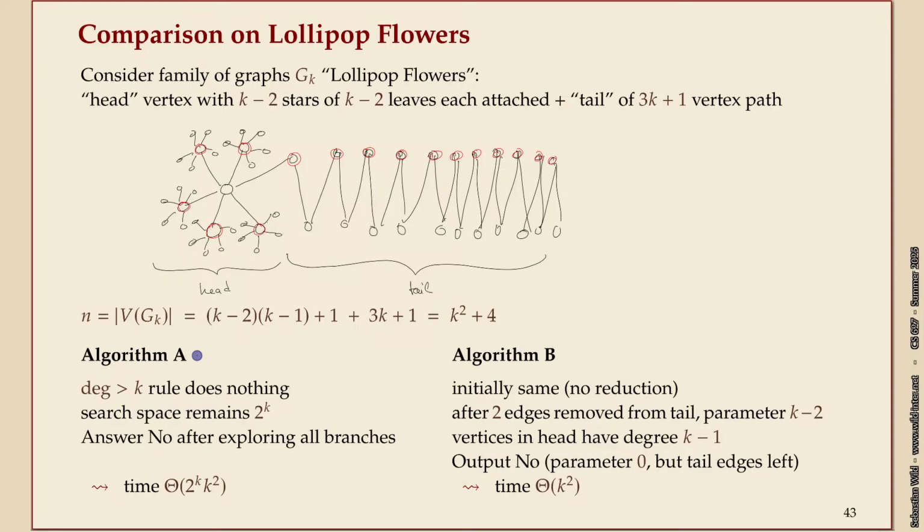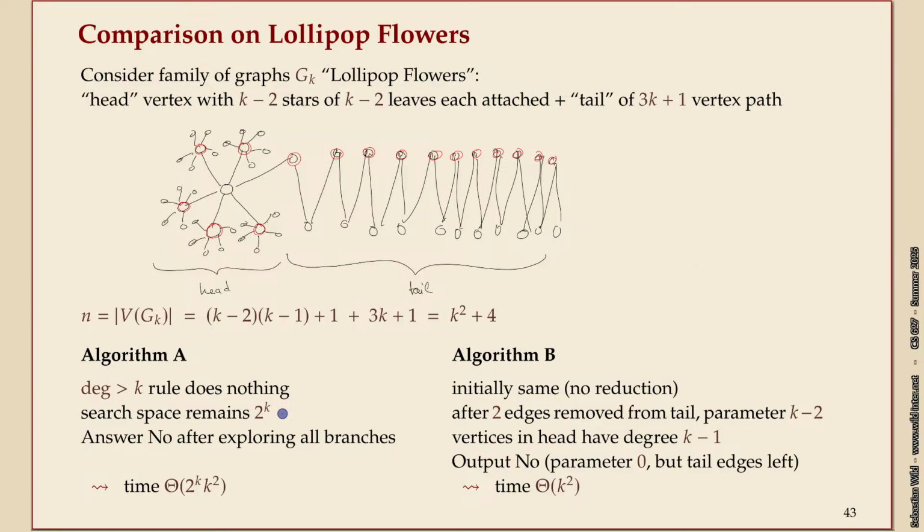If you look at algorithm A, it first applies this reduction rule. Now, the way the graph is constructed, there are no vertices of degree k or larger. So our degree greater than k rule just does nothing to this graph. There's no high degree vertices. So because the algorithm otherwise is very, very stupid, it remains at a search space of 2 to the k.